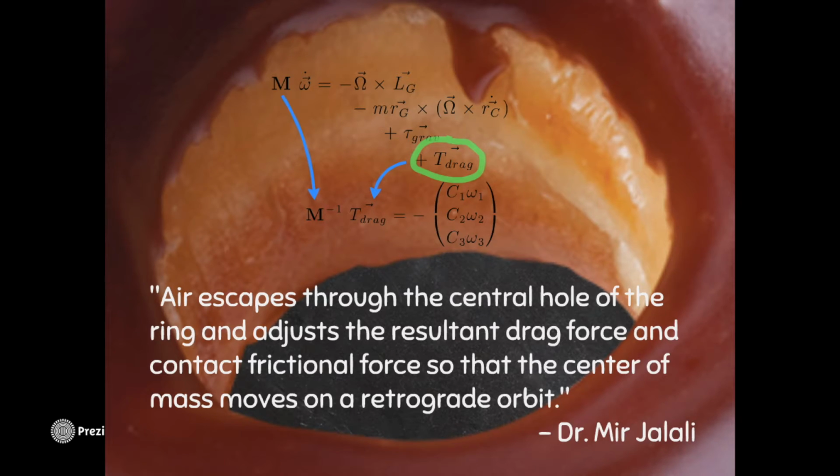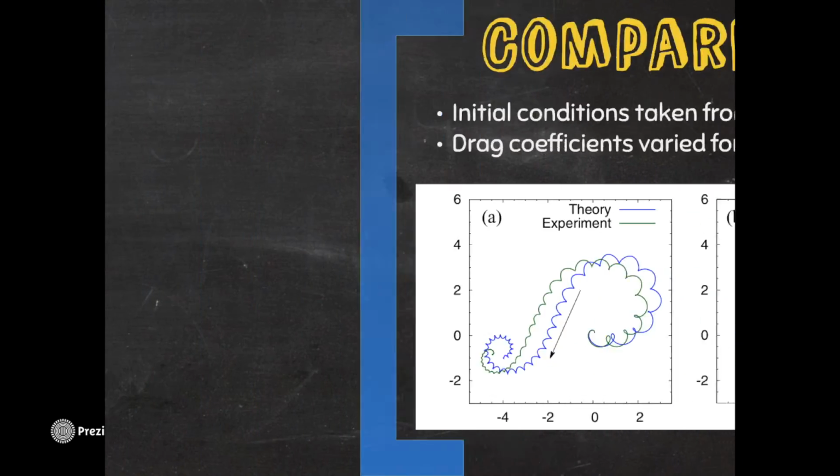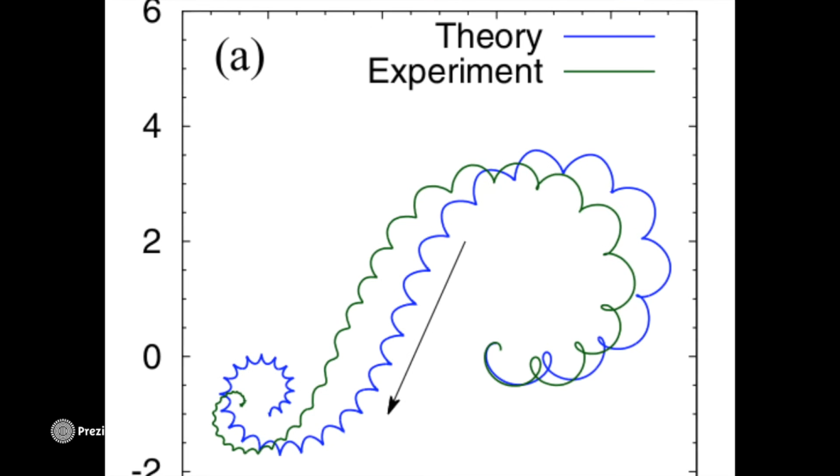So there might actually be two effects here. The fact that air is rushing through and causing skin friction, but also that the contact force is modified and the coefficient of friction might change. So how does this compare now to the data? They took initial conditions from the video by measuring initial velocities. Drag coefficients were varied to find the best fit. That's typical in fitting a model, but the resemblance is actually striking.